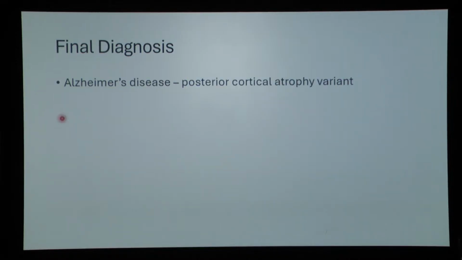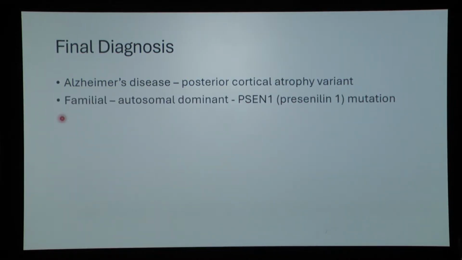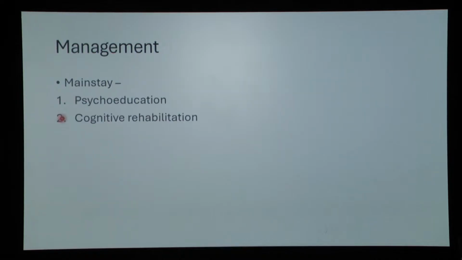So the final diagnosis is Alzheimer's disease, posterior cortical atrophy variant, familial autosomal dominant, presenilin 1 mutation. So for the management, the mainstay is psychoeducation, educating the family as well as the patient, and cognitive rehabilitation.